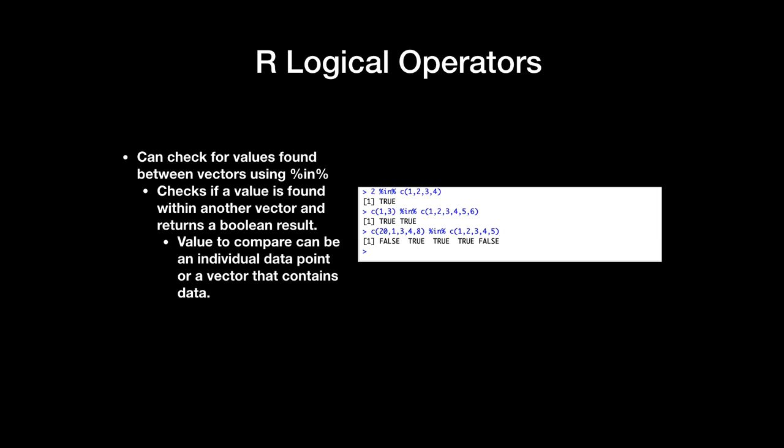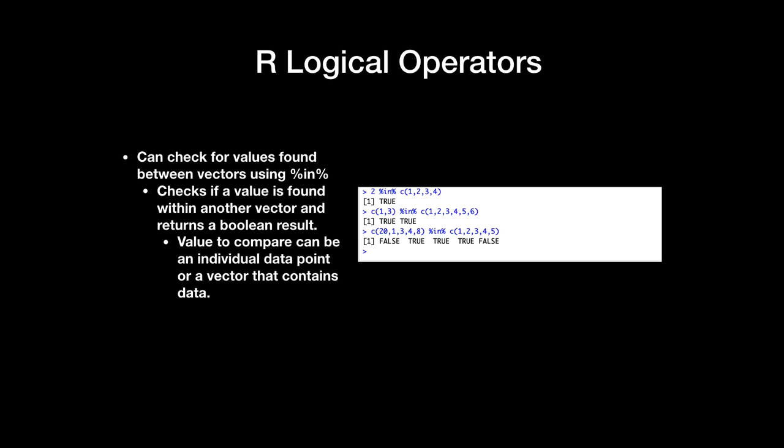So our logical operators can check for values found between vectors using percentage sign in and a percentage sign. That notation is very important because if you just use in like you would in a language like Python, it's not going to work very well. So this checks if a value is found within another vector and returns a Boolean result. So here we see in the example on the right, is 2 in the vector 1 through 4? Yes, it is. So the result is going to be true.